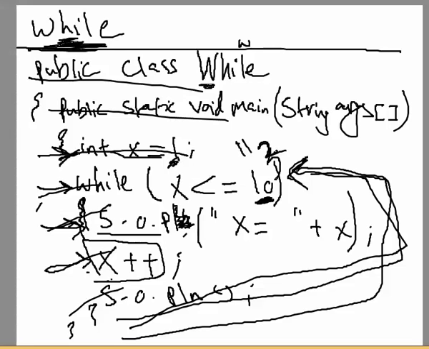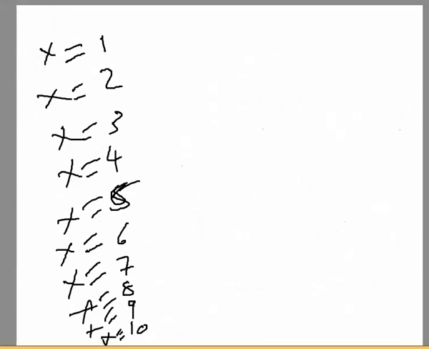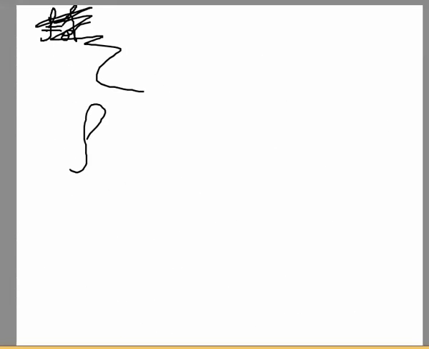Yeah? Okay. Now, we have another type of loop that's called the for loop. Now, for loop. For loop is also a loop, but normally it works with a range.